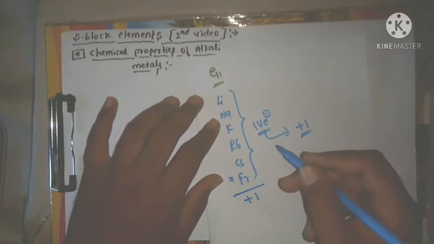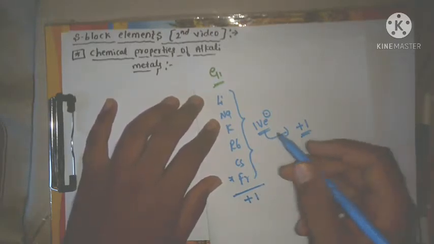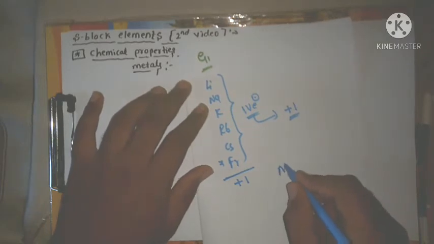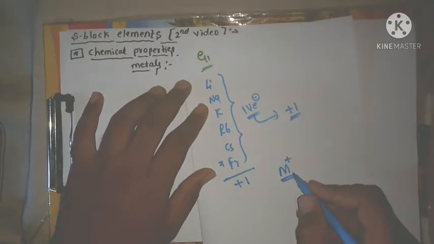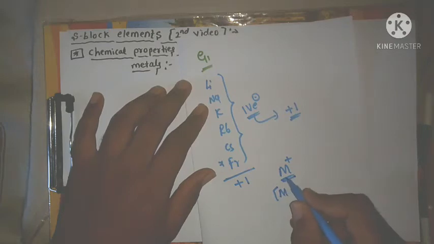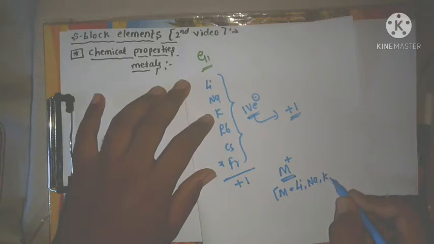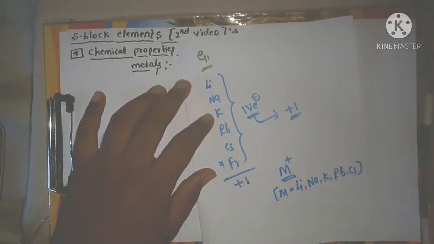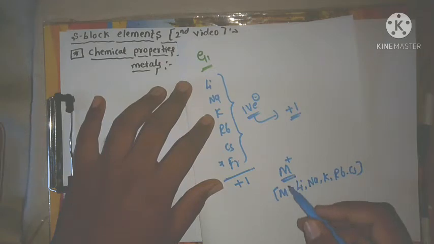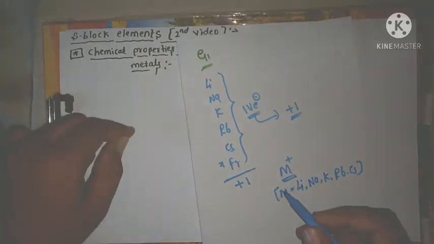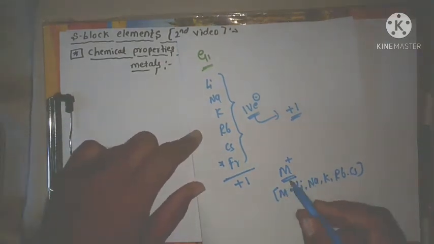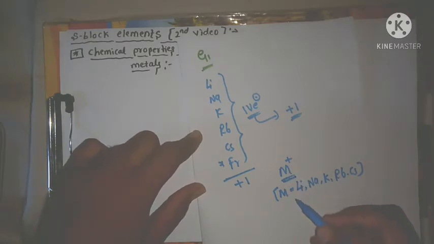Just think the simple way: the charge on the alkali metals is +1. If I write M plus in a reaction, think that M means alkali metal. It may be lithium, sodium, potassium, rubidium, cesium, etc. M means what? Alkali metal. Now, in the chemical properties, few reactions are there. In those reactions, I will take M plus. M means alkali metal, and plus means charge. Li plus, Na plus, K plus, etc. In this way, I am going to use it.